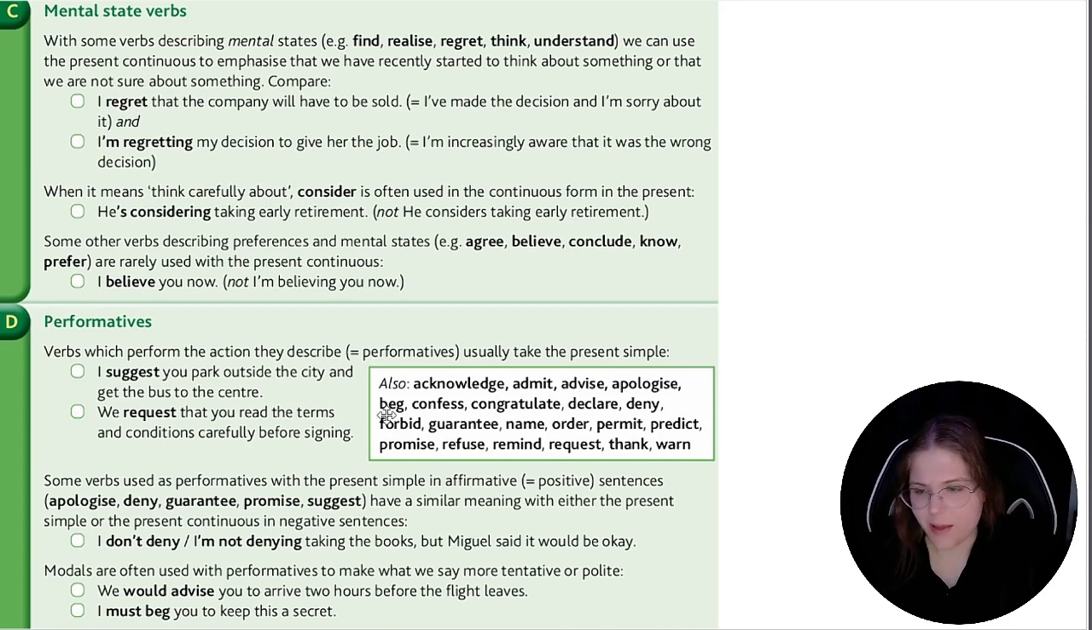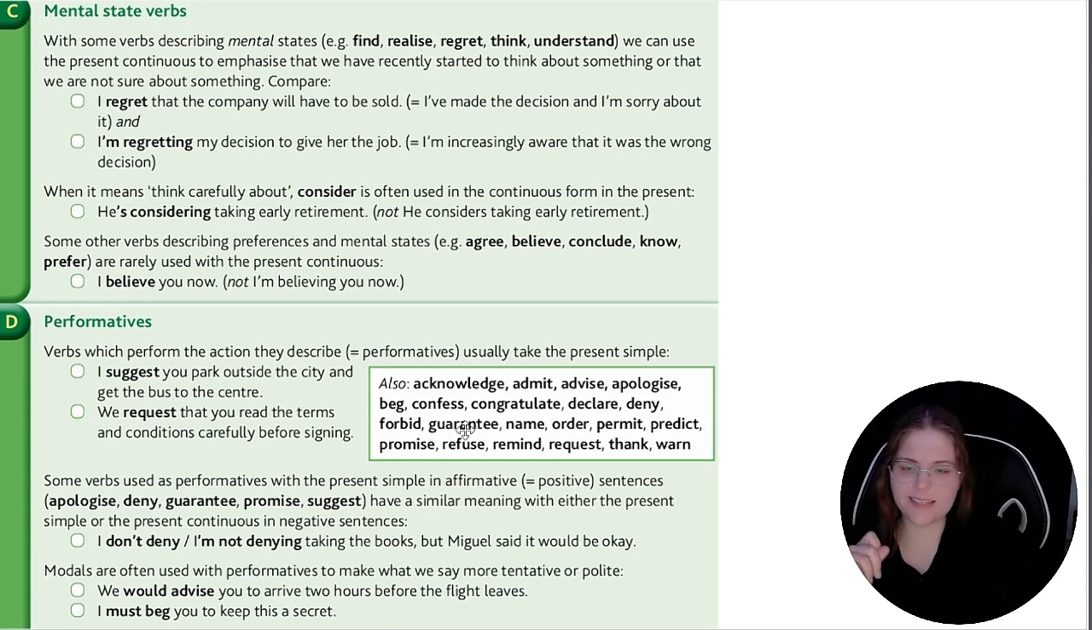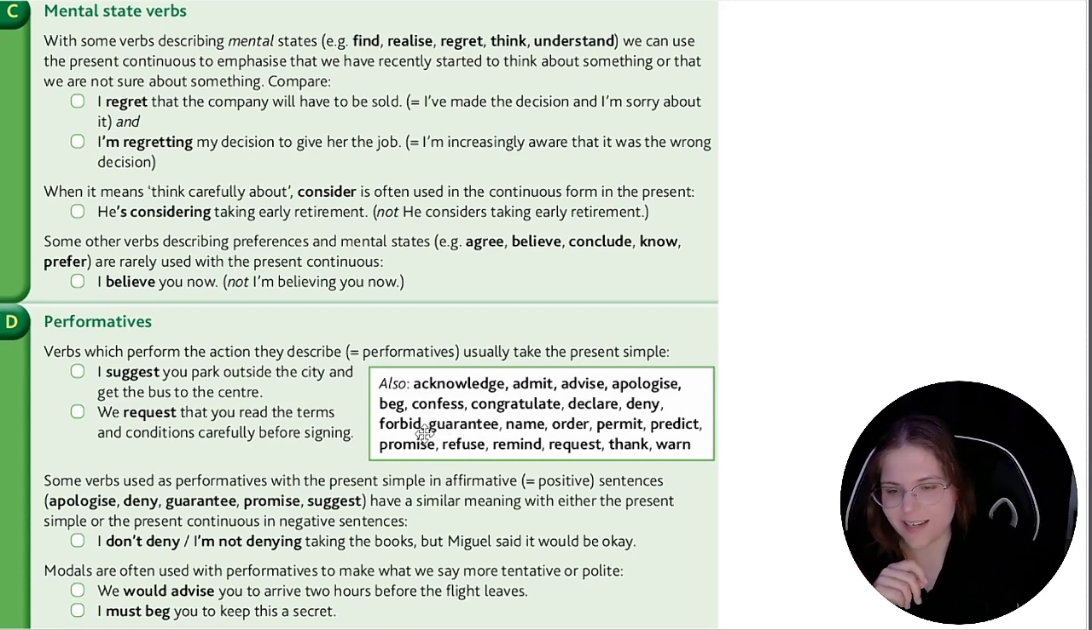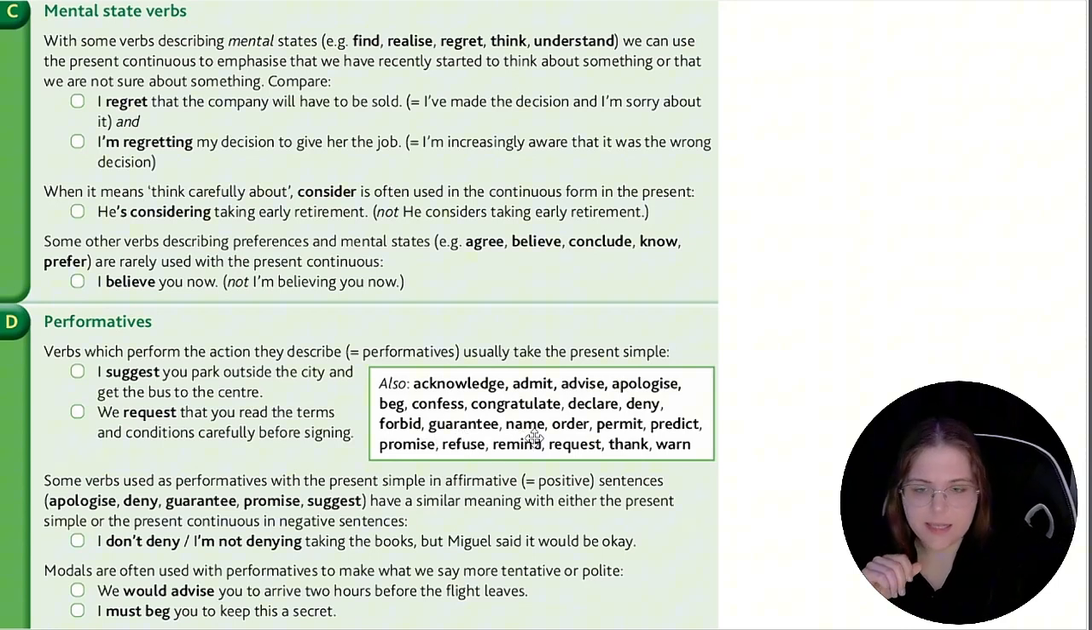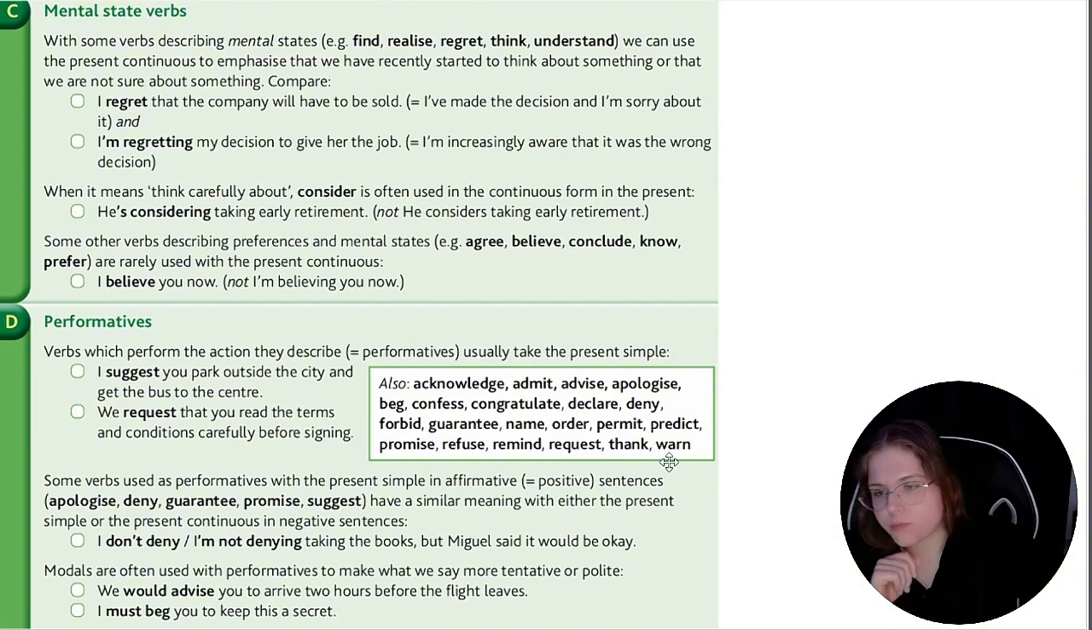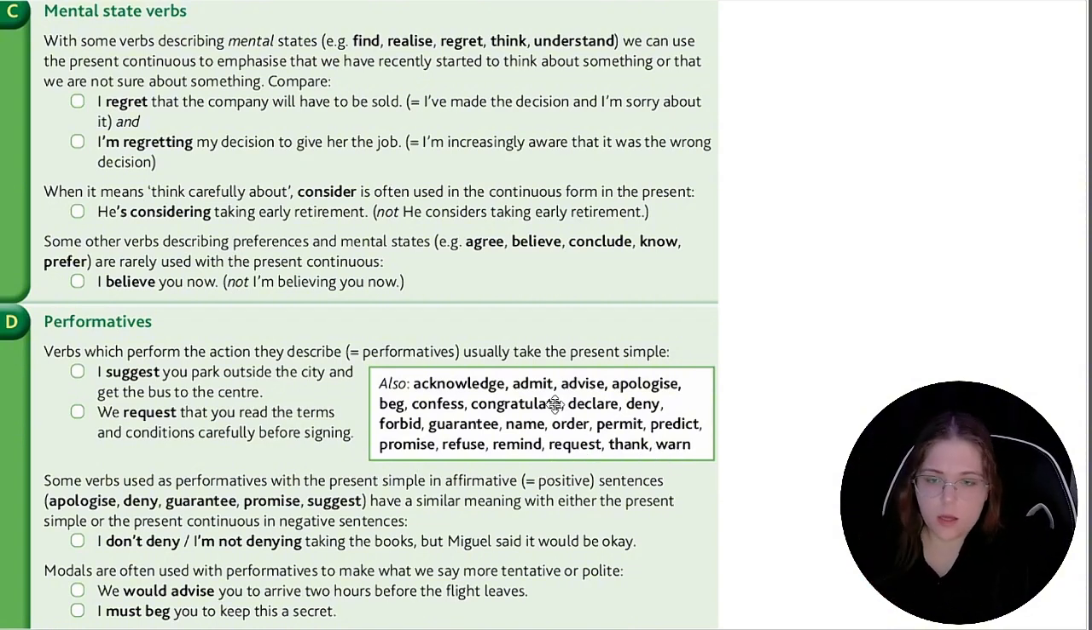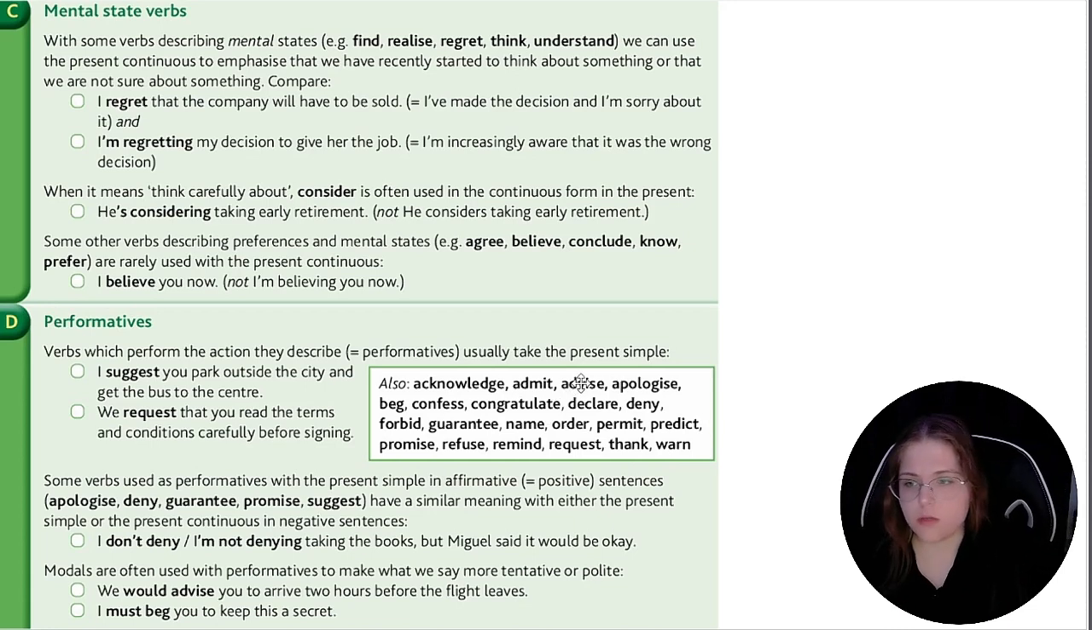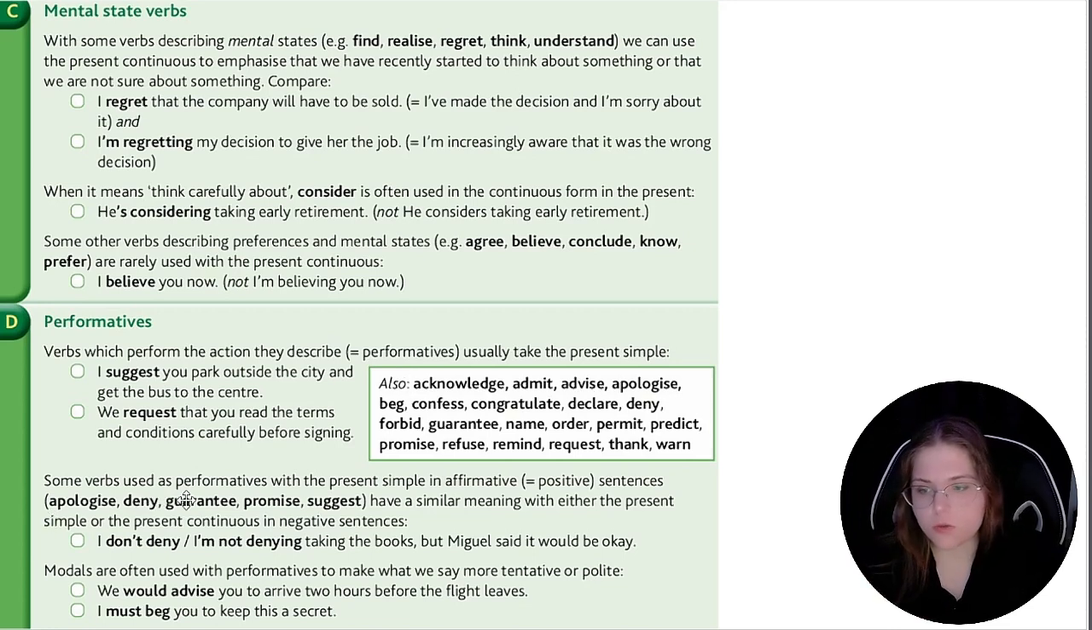Beg. I'm begging you. Well, confess, congratulate, declare, deny, forbid, guarantee, name, order, permit, predict, promise, refuse, remind, request, thank, and warn. We use them in the present simple if this is about just performative. Some verbs used as performatives with the present simple in affirmative, positive.